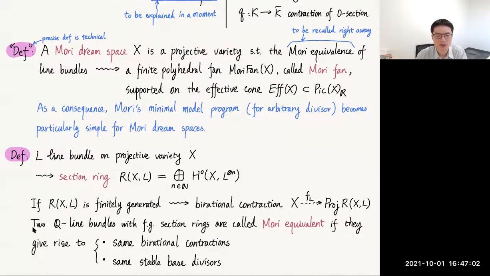Now, two Q-line bundles with finitely generated section rings are called Mori equivalent if they give rise, first, to the same birational contraction here. And furthermore, we ask them to have the same stable base divisors. If there are no base divisors, we only ask that they give rise to the same birational contraction. But the base divisors we don't see from this birational contraction, so we also add them into the data. And when they are equal, we call them Mori equivalent.